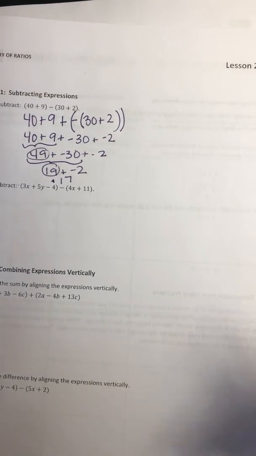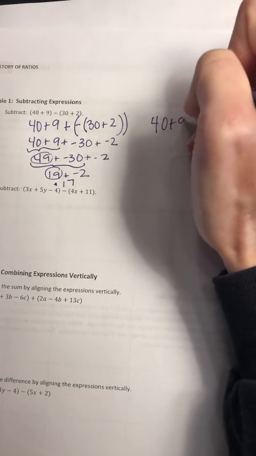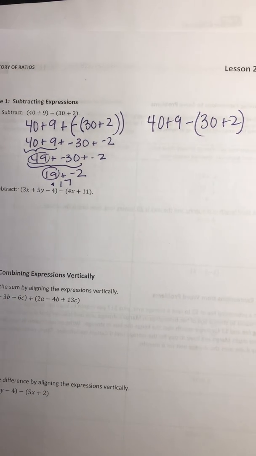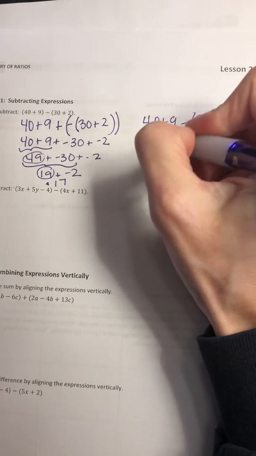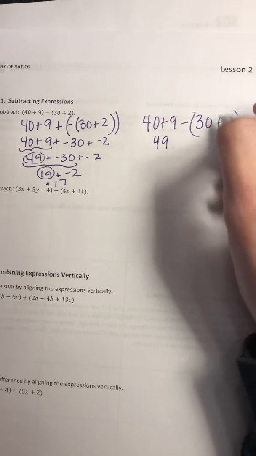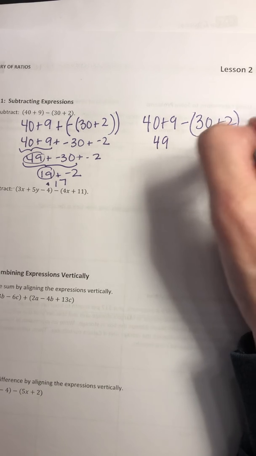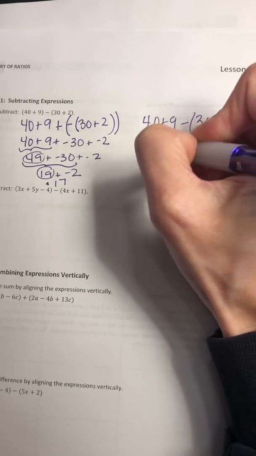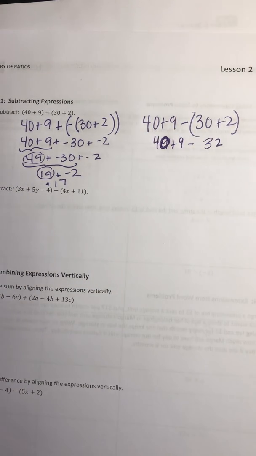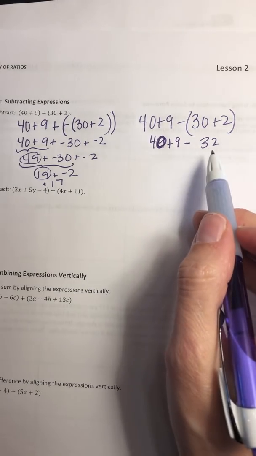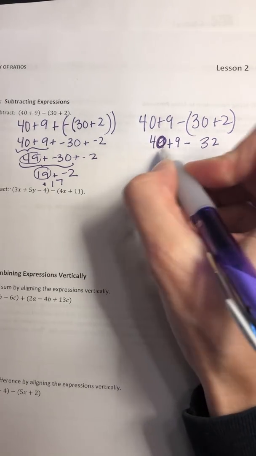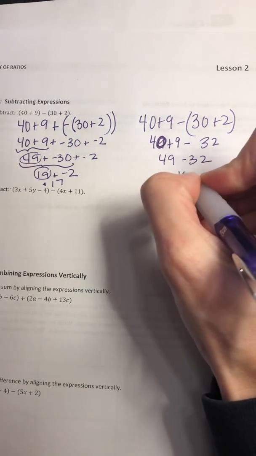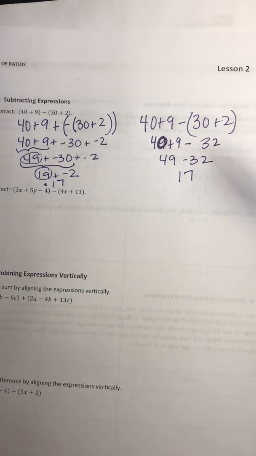Some of you might have been tempted to do it this way, and to be honest, this is the way that I would have done it as well, but I wanted you to see that both of them work the same way. I would have done 40 plus 9, which gives me 49. Actually, I would have done parentheses first, sorry. 30 plus 2 is 32. Doing your order of operations, we would bring the rest down. Then we would do addition and subtraction from left to right. So 40 plus 9 now is 49, and 49 take away 32 is 17. So you see they are equivalent to each other.